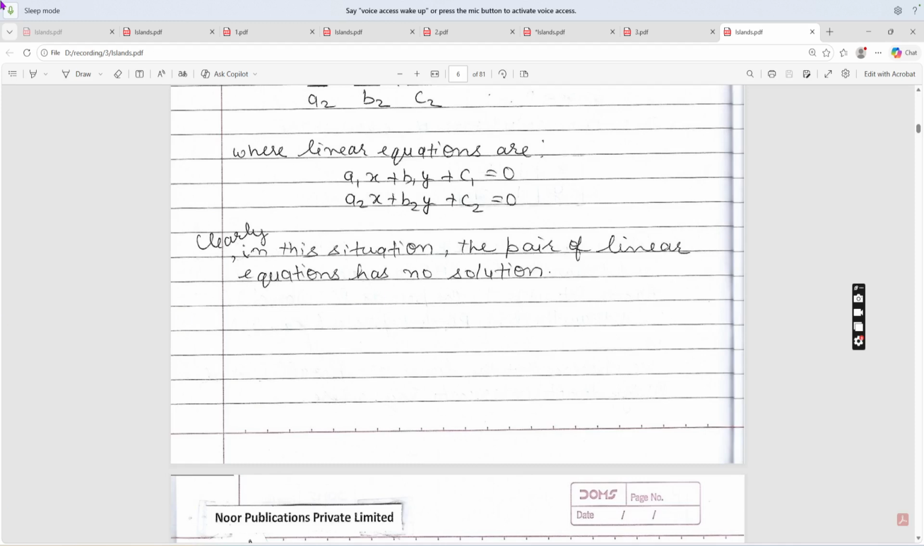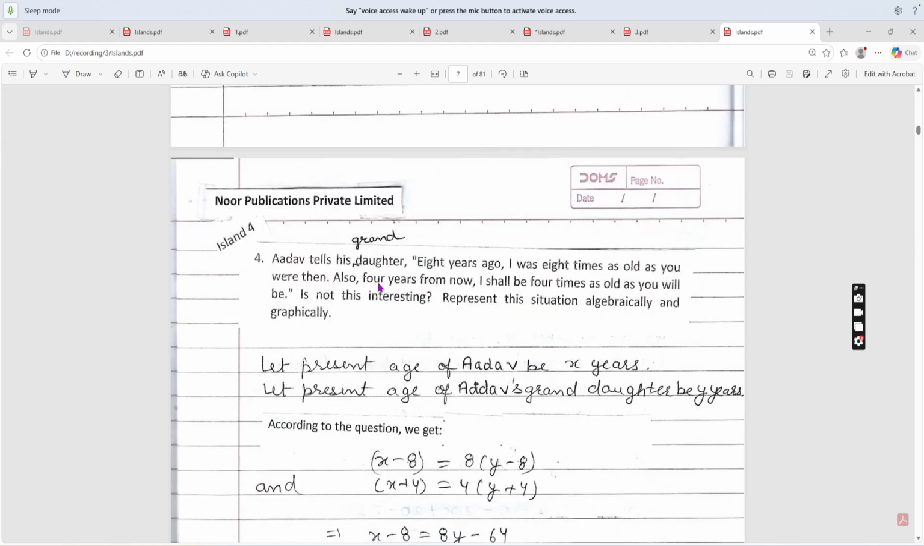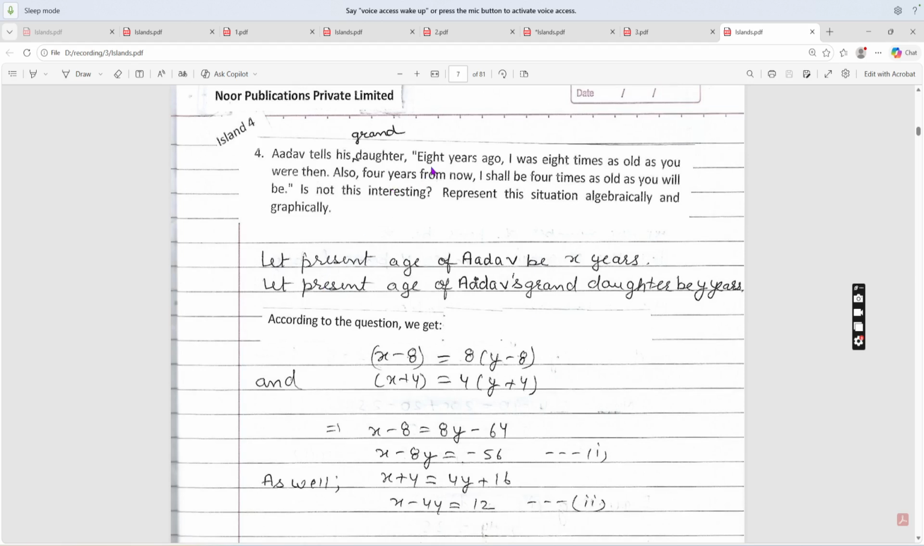of two linear equations. In one, there is an arrangement of intersecting lines. In the other, there is an arrangement of coincident lines, and in the last, there is an arrangement of parallel lines. Now we shall proceed further. Yadav tells his granddaughter, 8 years ago, I was 8 times as old as you were then. Also 4 years from now, I shall be 4 times as old as you will be.